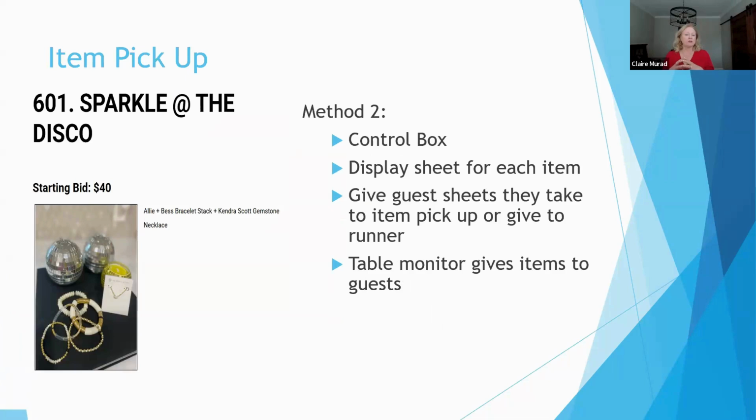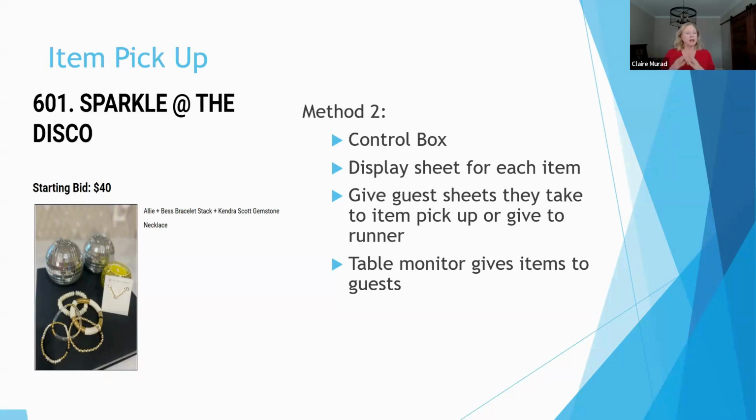My favorite way of doing checkout is to have a control box. So what I like to do is create a display sheet for each item on the auction table, and then print off another display sheet for those items and put those in a file box. When your guest checks out, they'll come to the person managing the file box, who will look at their phone, at their receipt, see which items they won, and then give them a display sheet for each of the items that they won.